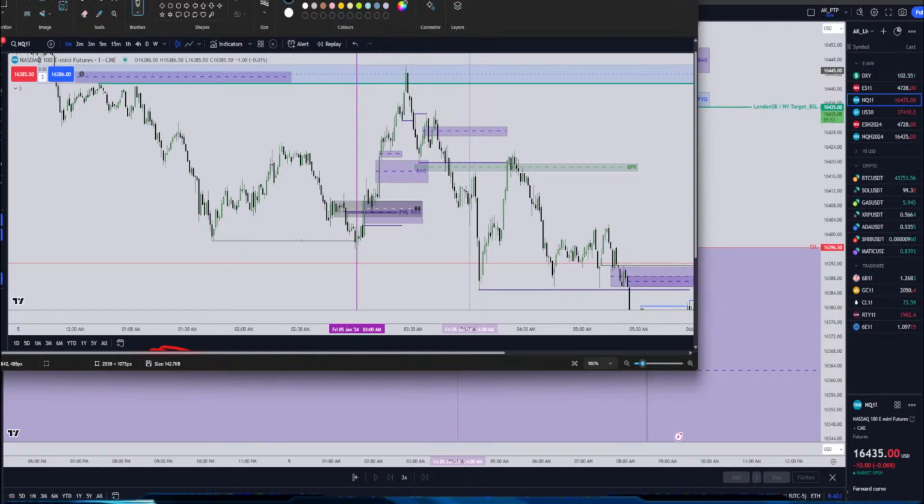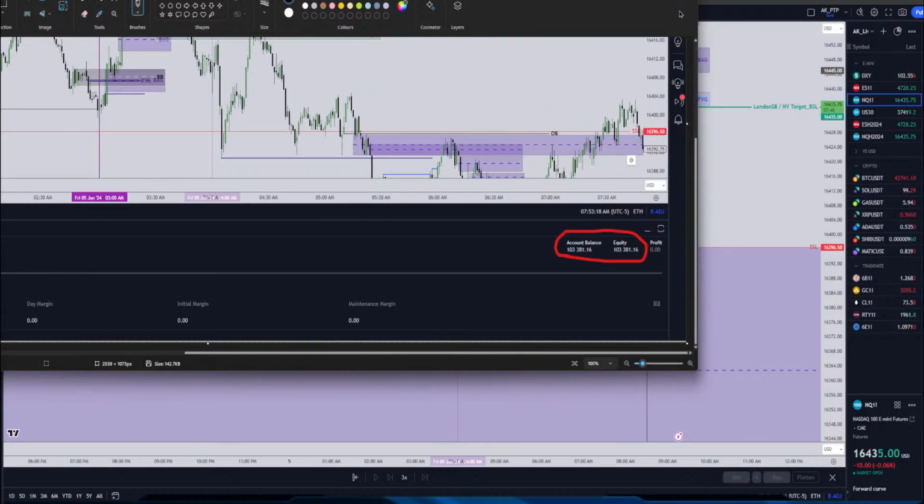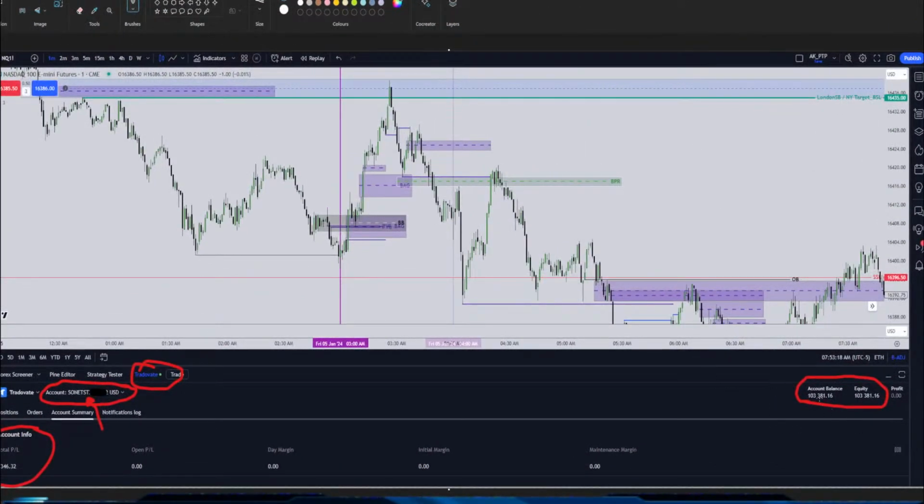So this is a 100k challenge that I also bought. As you can see, I'm going to come to the account. This is today's silver bullet. This is why I took the screenshot with the chart as well, so that you can see Friday 24 January, 3 AM to 4 AM, I have the silver bullet marked. This is what I made today during the silver bullet, because I took some partials.